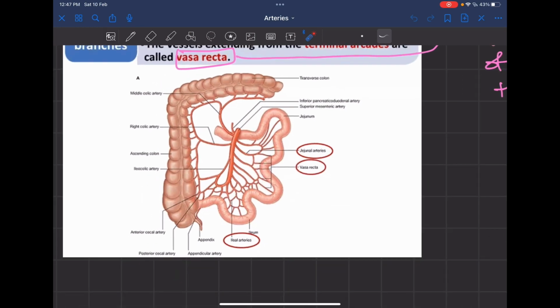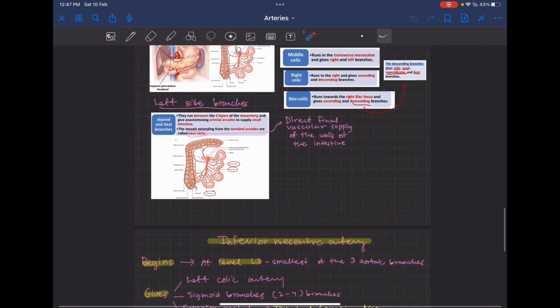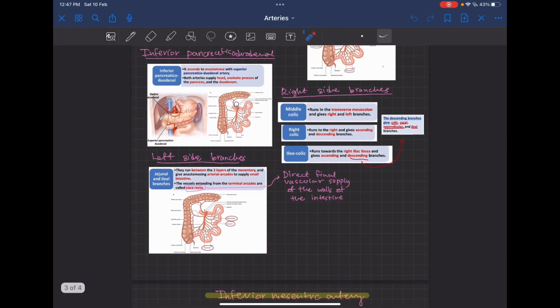So the vasa recta are like functional end arteries. So if there is any blockage in them, it can lead to infarction of the area that they supply in the small intestine. However, if there is a blockage in the arcades, it won't be much of a problem because they're not functional end arteries. The problem lies when there's a blockage in the vasa recta, because they are the functional end arterial supply for the small intestine, so it's going to affect the area that they're supplying. And that's all for the superior mesenteric artery.